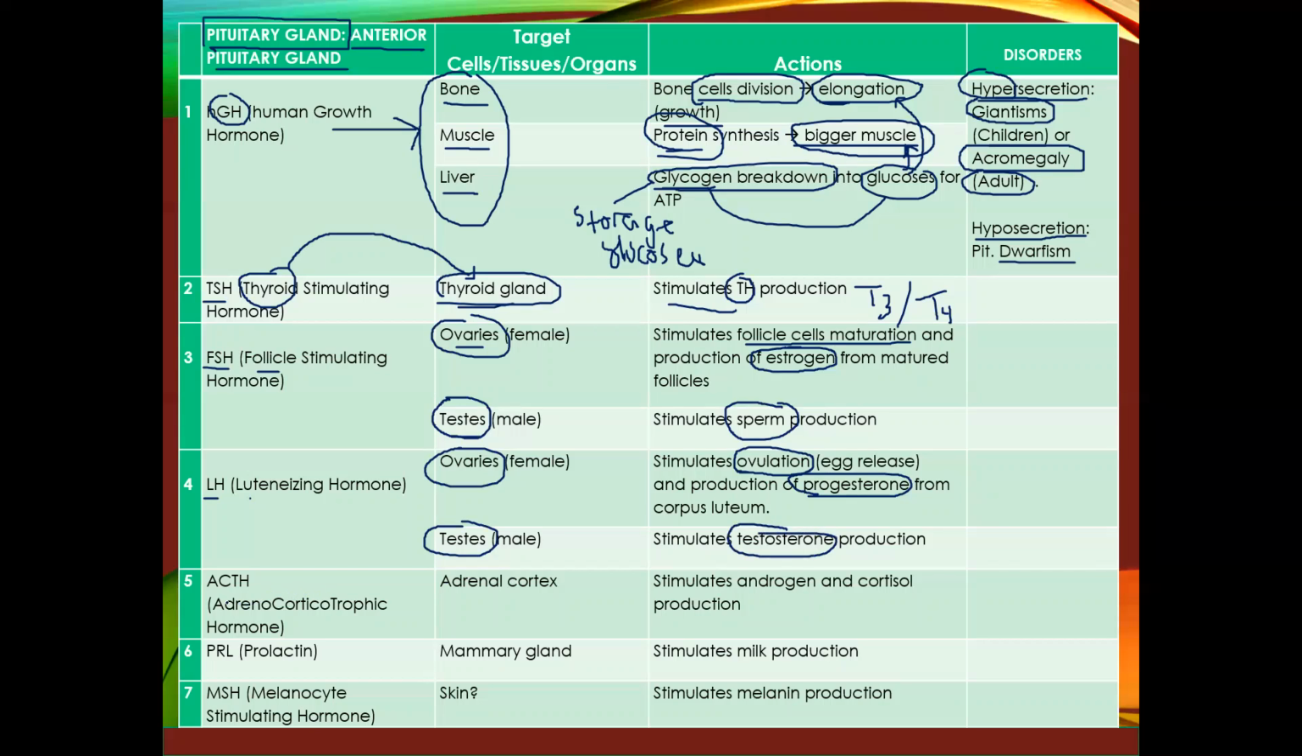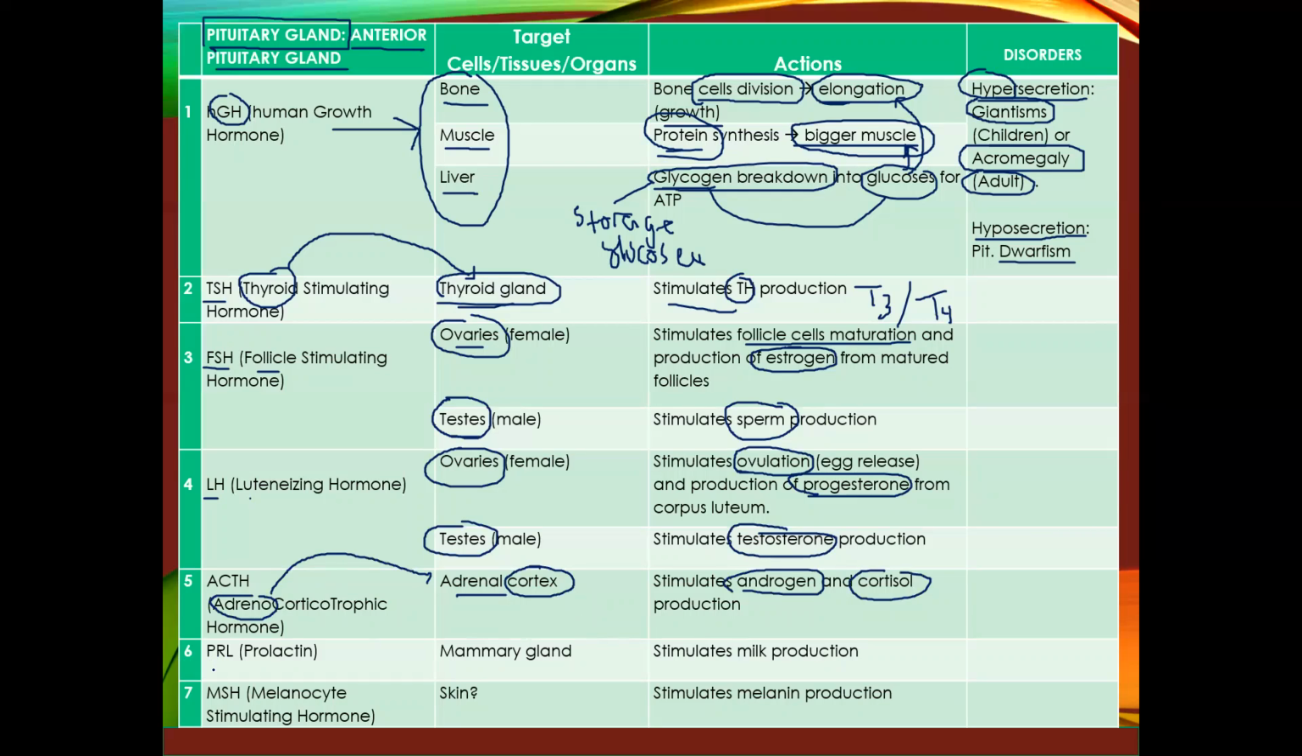The next hormone, number 5, is ACTH, Adrenocorticotropic hormone. And again, from the name, we can guess the target is going to be the adrenal gland, especially the cortex area. Okay, so adrenal cortex. What's the function? It stimulates androgens and cortisol production from this adrenal cortex.